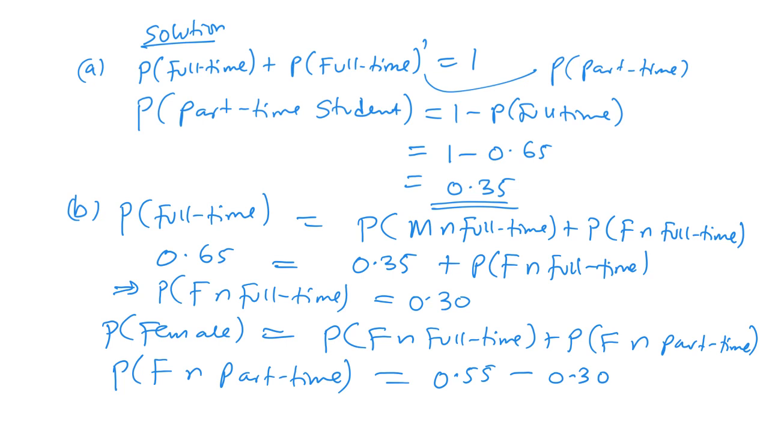0.55, because the probability of female is 0.55. Then female and full-time, we are discovering that these are 0.3. So we get the answer as 0.25. Now let's look at part C.